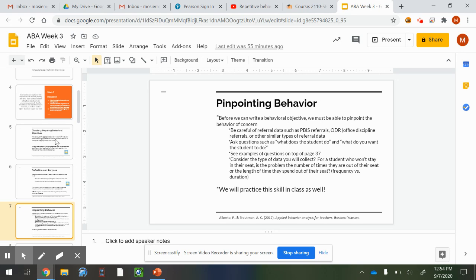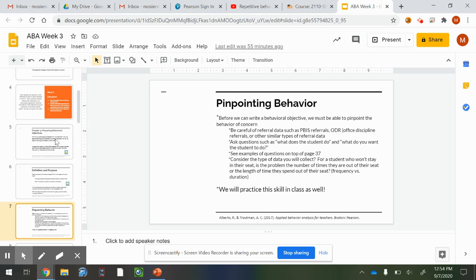While it's a good starting point, it prompts us to ask further questions like, what does the student do? So describe to me what that looks like, what it sounds like, and what do you want the student to do instead? What is the expected behavior you want to see?